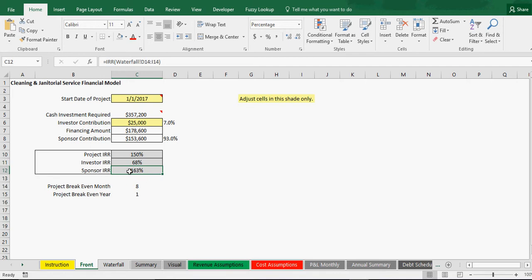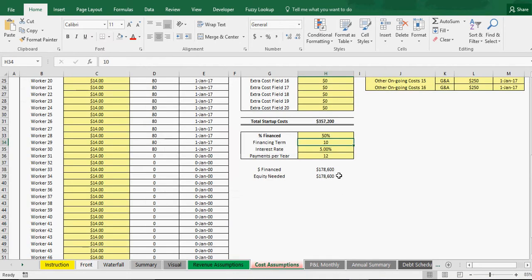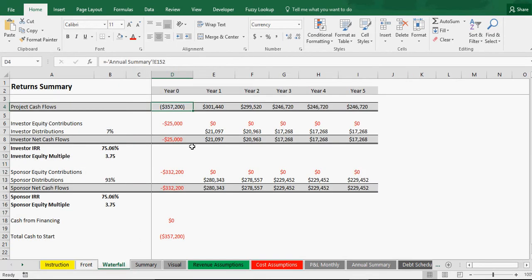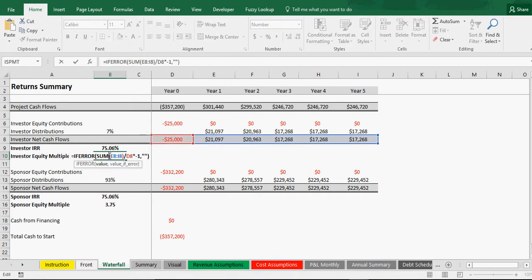So look at the sponsor's IRR. It's 163%. If we put this down to zero, then the IRR is going to be lower. Now look at that. Now everybody's at 75 because it's an even split based on weighted contributions. So the waterfall breaks out each year, shows the investor's IRR and sponsor IRR as well as an equity multiple, which is just saying, you've invested $25,000, you're going to get back $93,000. That's basically a 375% return.